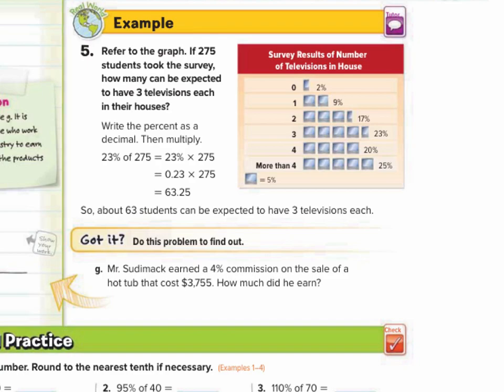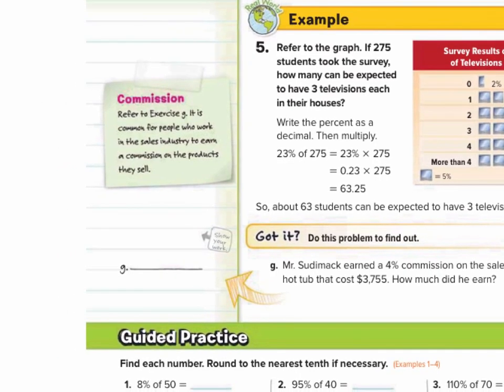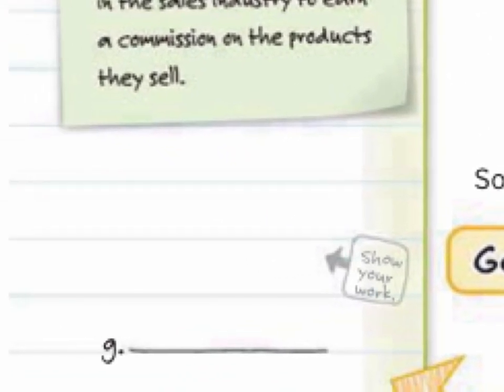Now, as we look at G, Mr. Sudamak earned a 4% commission on the sale of a hot tub that cost $3,755. How much did he earn? Well, as we come over to our workspace, I'm going to zoom in so I have enough room to show you here. We need to find 4% of 3,755. Let's use the decimal method.